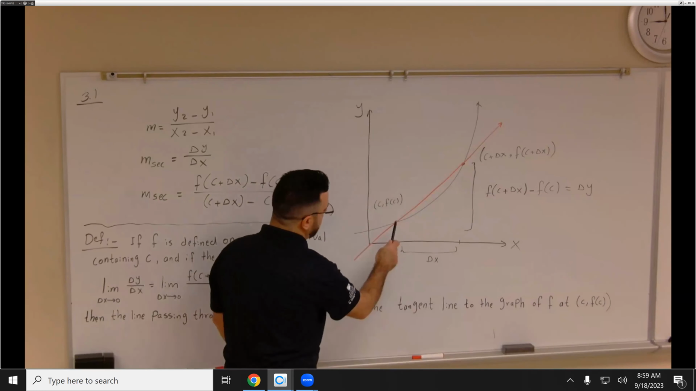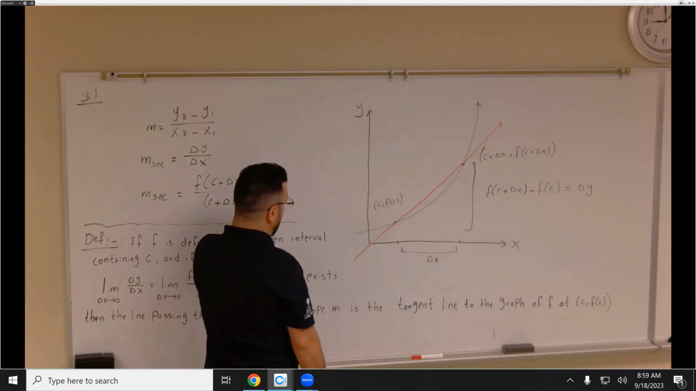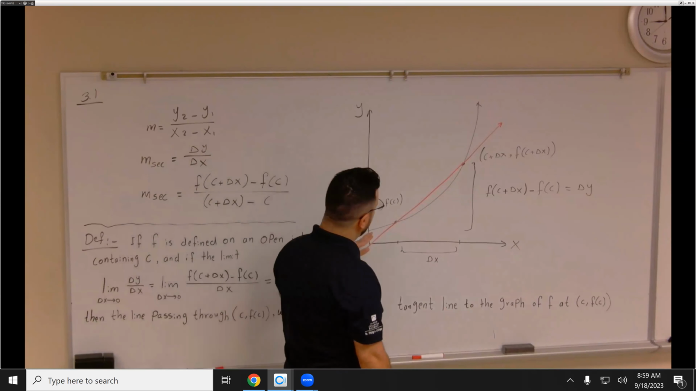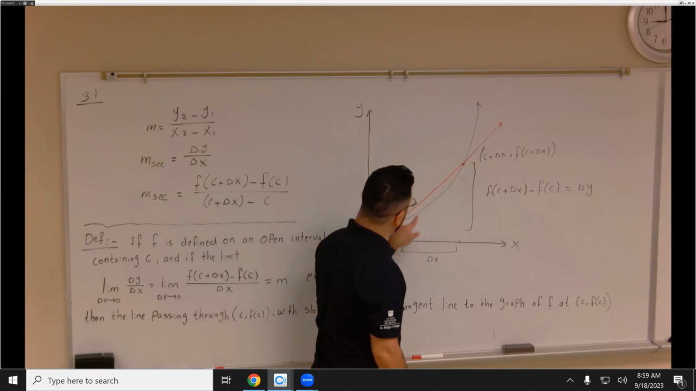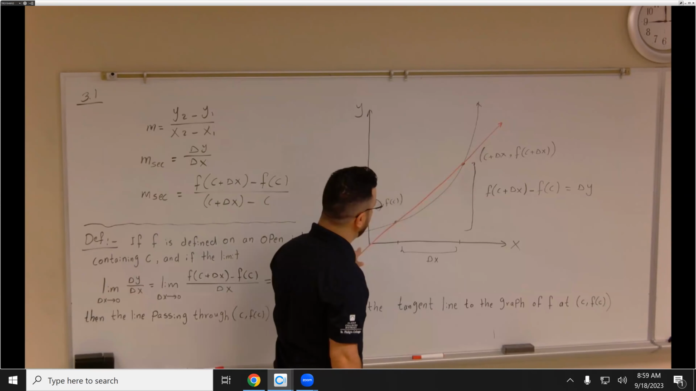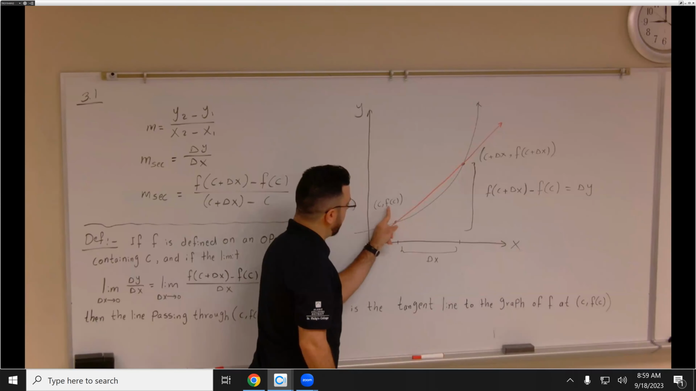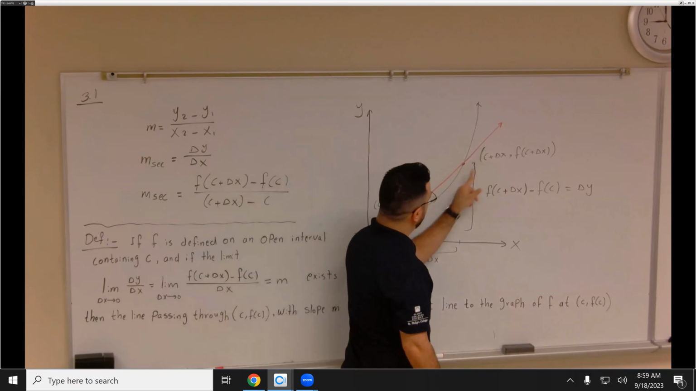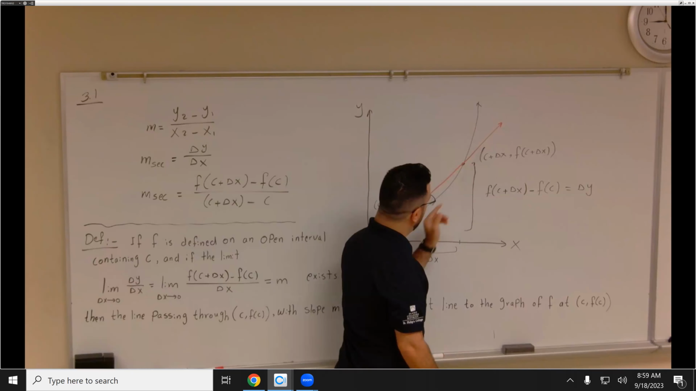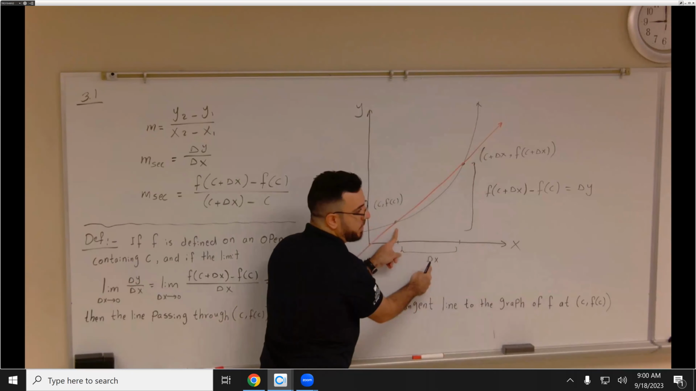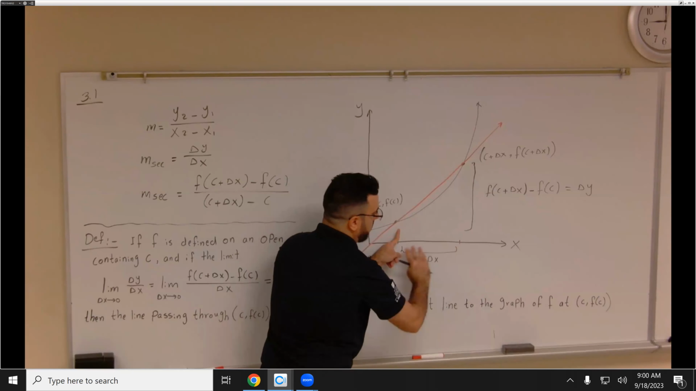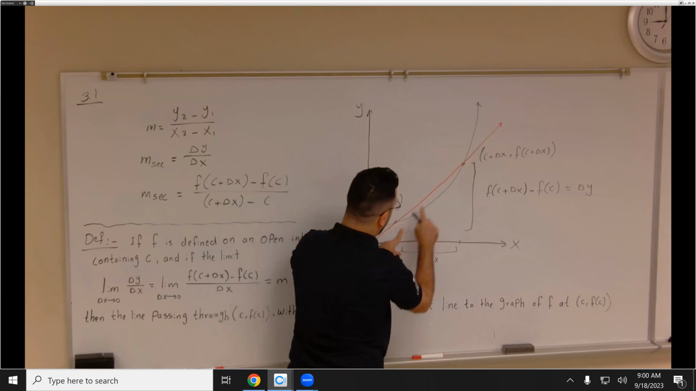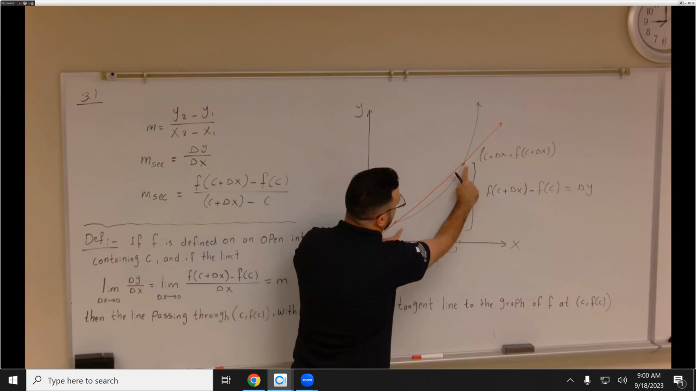Now, if we choose 2 points and graph a line between these 2 points, this one is going to be the secant line. At any point, I'm going to choose the point c, and the y coordinate is going to be f of c. For the other point, the distance from this point to this point is going to be delta x on the x coordinate. And from this point to the other point is going to be delta y. And that's what we're going to find.